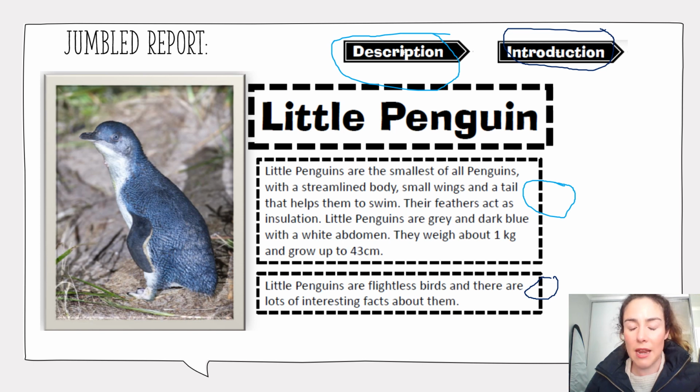What I want you to think about now as well is where would the location of our heading be? Would we see it at the start of the text, in the middle of the text, or at the end of the text? So we know that a heading is always at the top of the text, and the picture can be in a variety of locations in the text, but for the purpose of this report, because it's quite short, the location of the picture would be towards the top of the text as well.